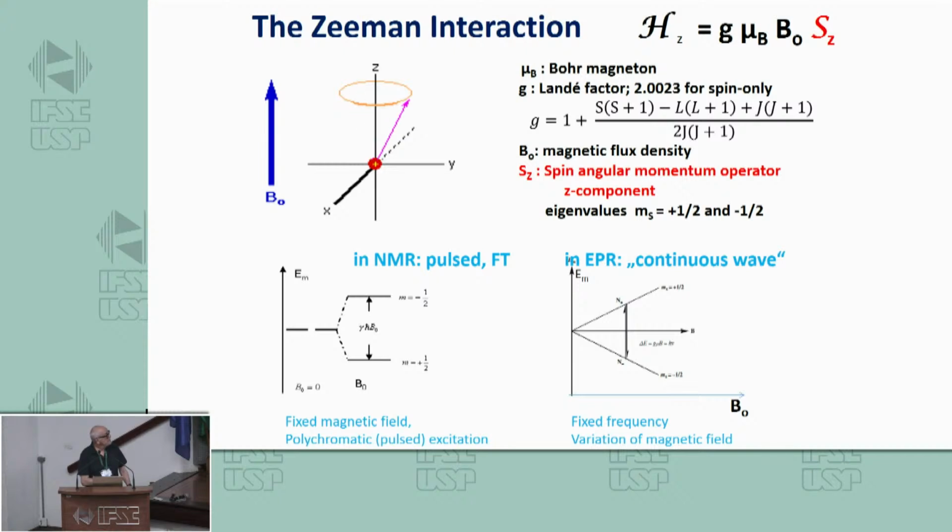So we have continuous wave irradiation, and the field is changed. With the field changing, the energy level splitting will change, and that's shown over here. Basically the energy separation between the levels increases linearly with the magnetic field, and the size of the arrow, on this energy scale, corresponds to the frequency of the microwaves. So: pulsed NMR, fixed field; continuous wave EPR, swept field.